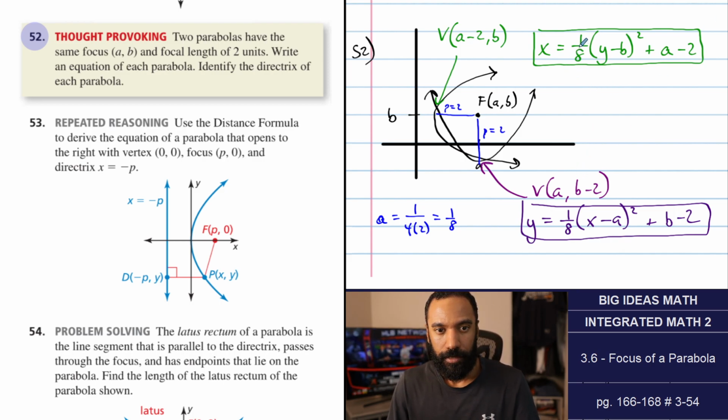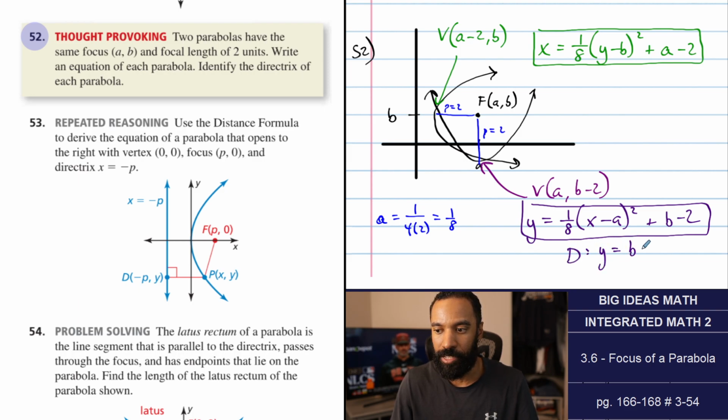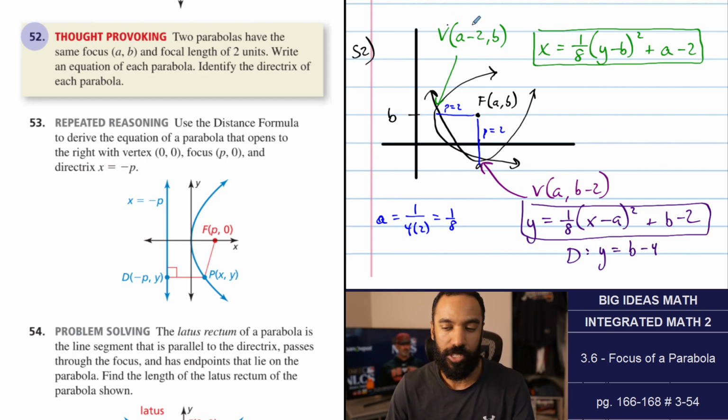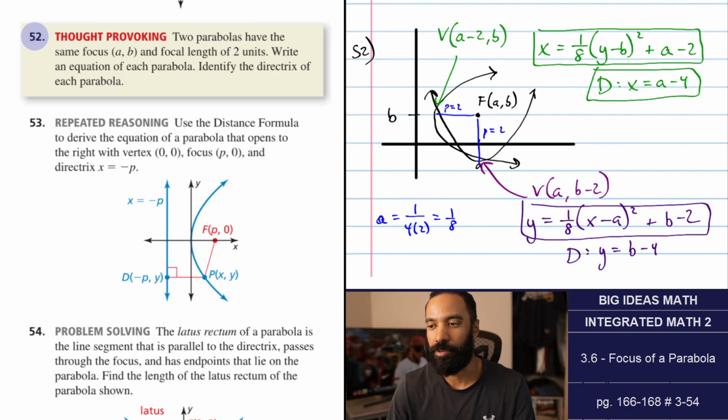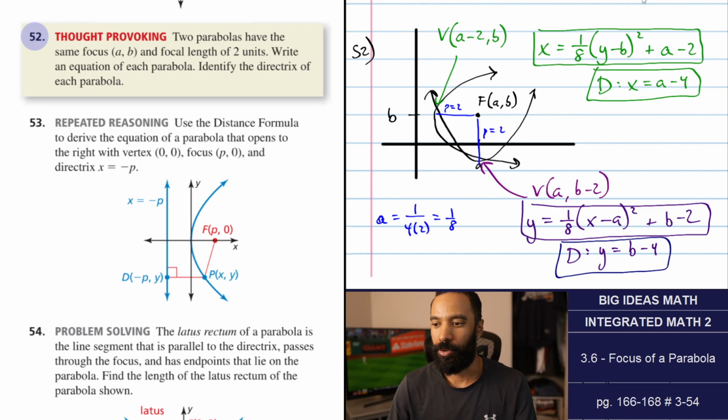Okay. Now they're saying identify the directrix of each parabola. If the focal length is 2 units here, another 2 units down gives us our directrix. So it's another 2 units down from here. This one's directrix is going to be y equals b minus 4, another 2 units down from that y value. And this one's another 2 units left from whatever this x value was. So this is going to be a directrix of x equals a minus 4. Very interesting problem when all is said and done. I believe that's what those things are going to be when it comes to equations. Okay, that's 52.